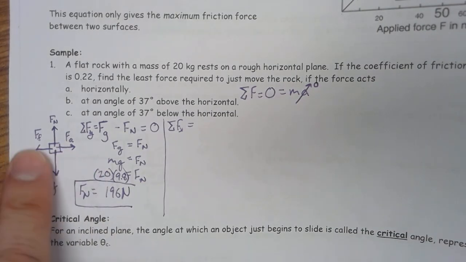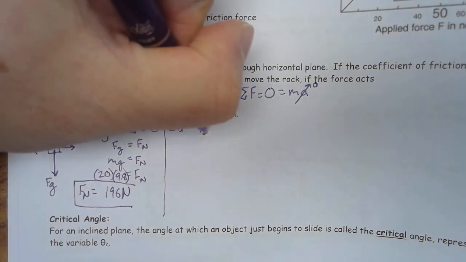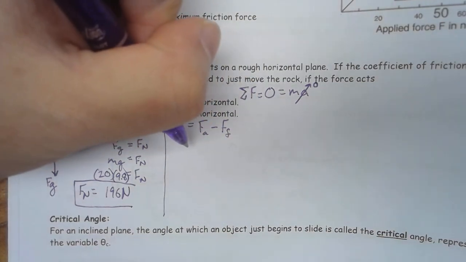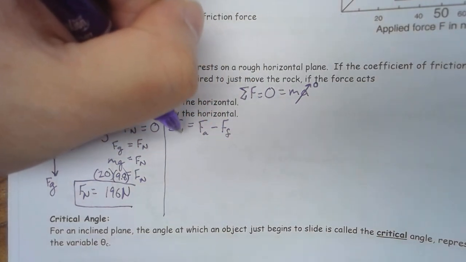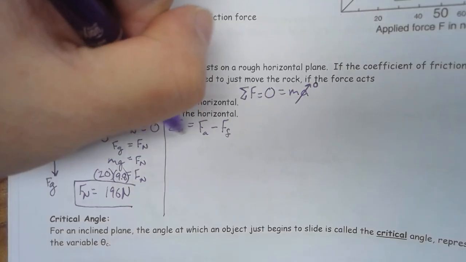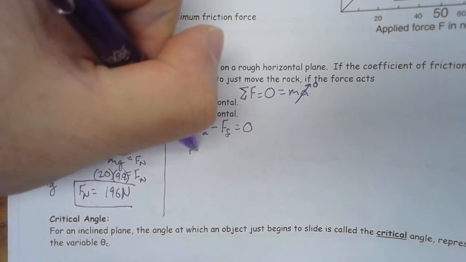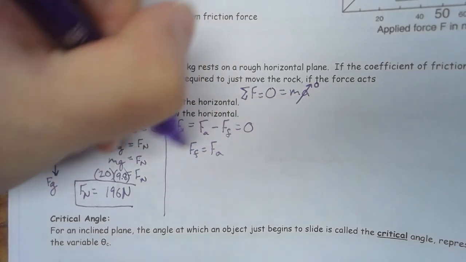Yeah, we look at our picture: force applied minus force friction. Force applied minus force friction, and our applied force, we also know that this is equal to 0, right? And so we can say that our force friction equals our force applied.